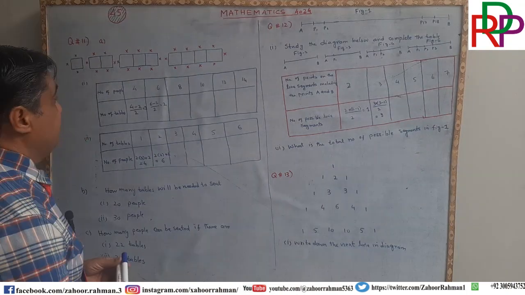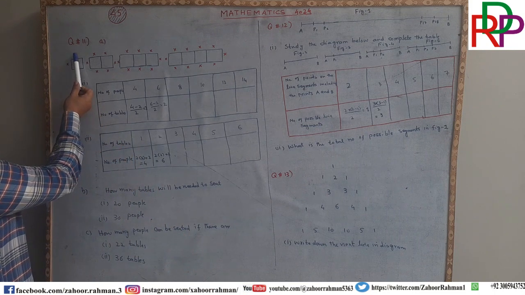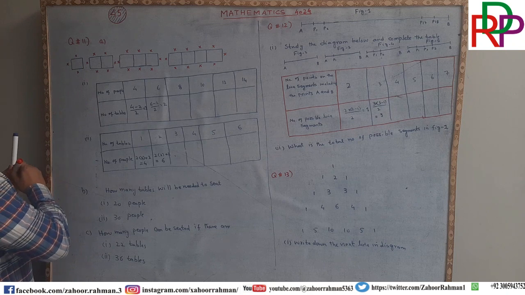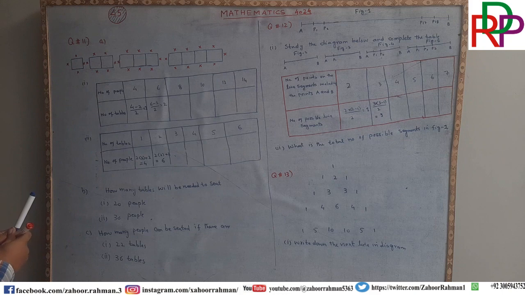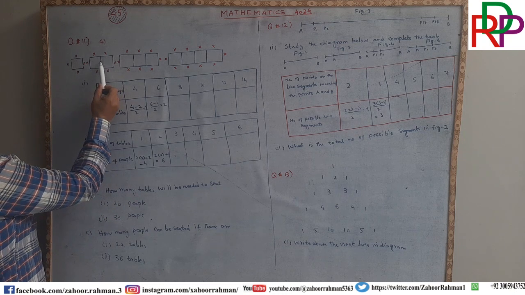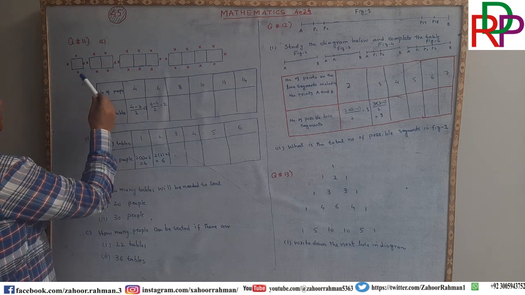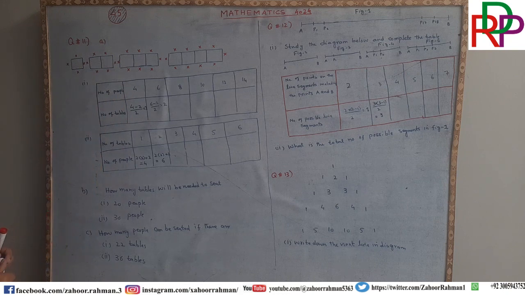Keep in mind that there is a restaurant. If there is one table, four people can be seated like this. But if there are two tables connected end to end like this, then in the middle people will not be able to be seated. So six people can be seated on it.